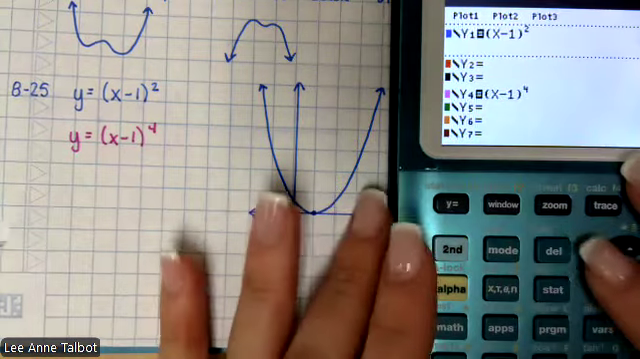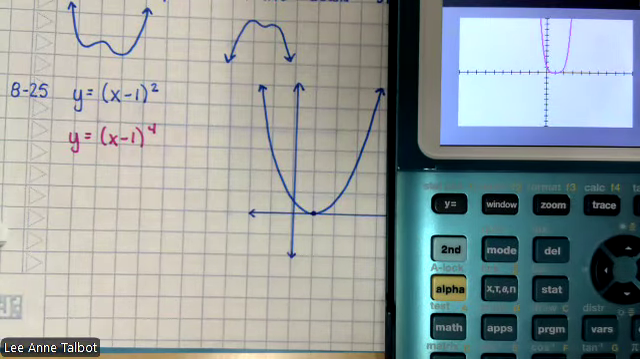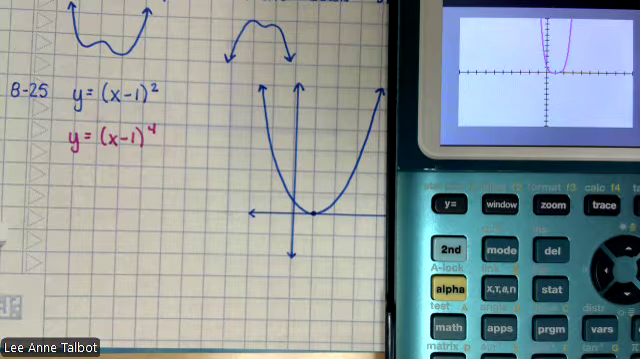So let me take this one off. If I gave you this picture, would you assume that that was a parabola? You totally might. I could see that happening to anybody, even me. But that's actually not a parabola. All of the even degrees behave like that.